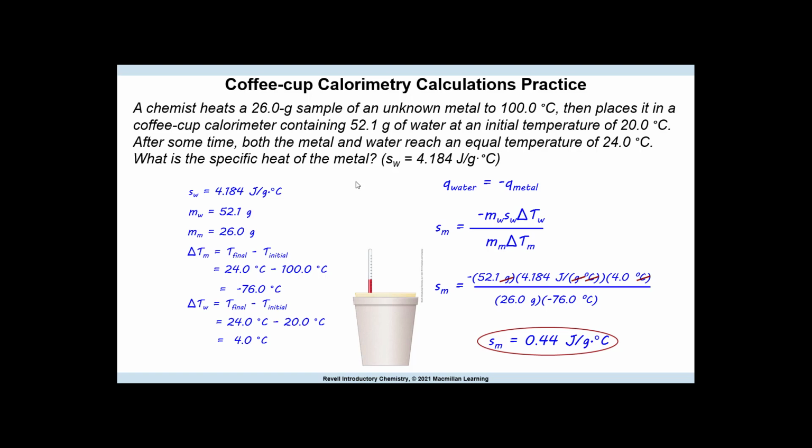Okay, so basically, let's tabulate the data we know before we attempt to solve this. So this is where you get the mass of water, the mass of the metal, the change in temperature for the metal. Now this is where it's a little confusing. The final temperature for both the water and the metal is 24 degrees Celsius, but the metal started at 100 degrees Celsius. So let me explain why.